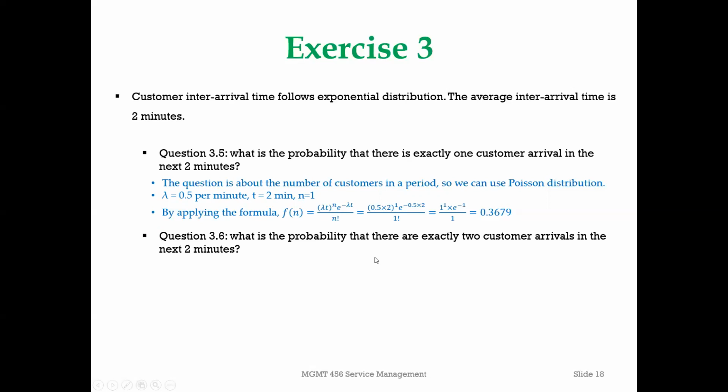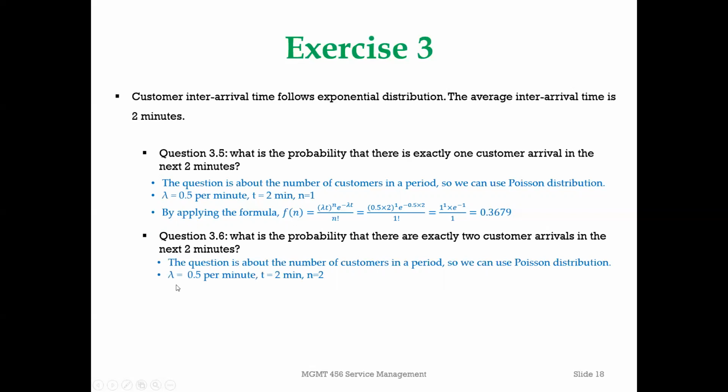The last question for exercise problem 3 is question 3.6. What is the probability that there are exactly 2 customer arrivals in the next 2 minutes? So 2 customers in 2 minutes. So how many customers in a period? So again, we can use a Poisson distribution.